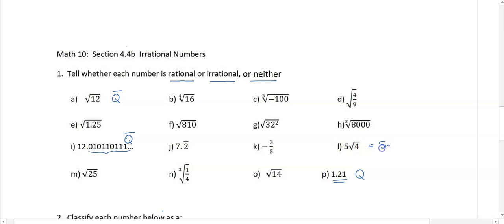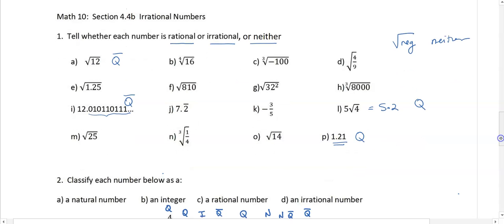Right? This is the same as 5 times 2. 4 is a perfect square, therefore it is rational. I'm not asking you to further categorize rational, I'm just saying rational, irrational, or neither. Okay? If you're taking the square root of a negative, it is going to be neither. Okay, so you need to be able to go through and classify as rational, irrational, or neither.